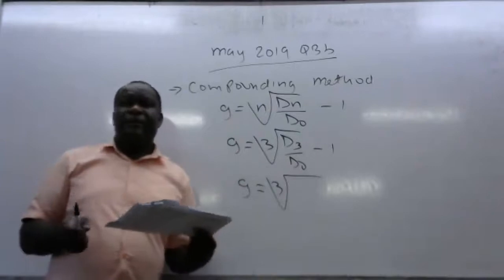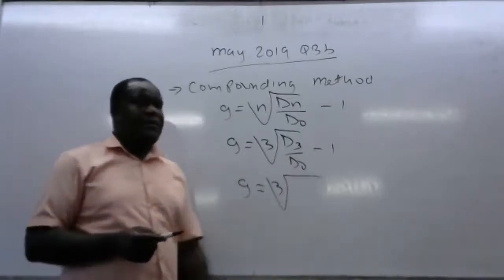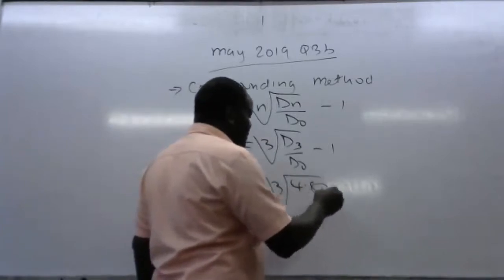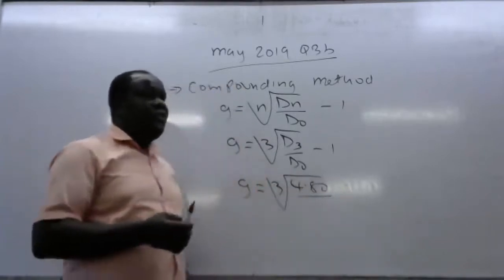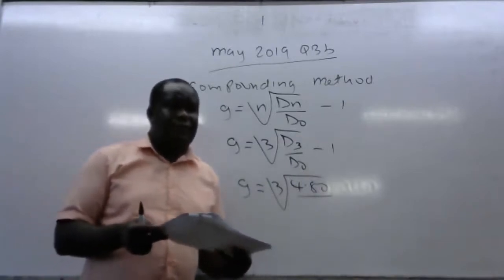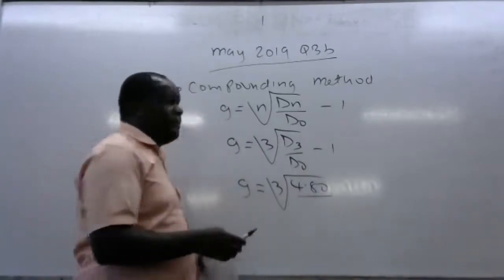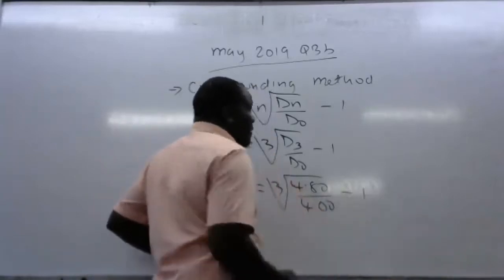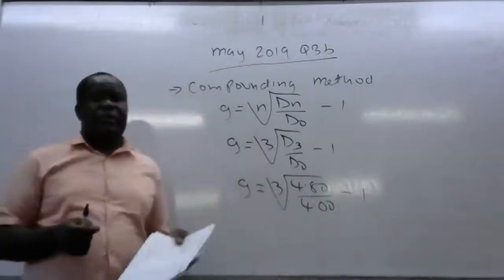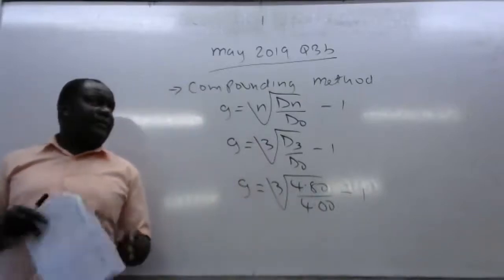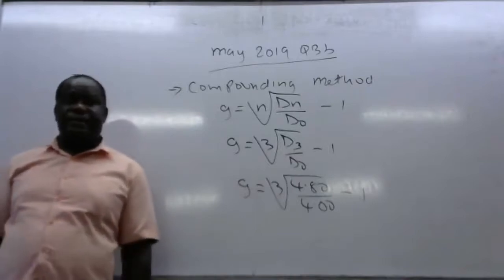Given that information, D3 is the dividend per share in the year 2018. They have given you 4.8. So you take 4.80 divided by D0. D0 is the dividend per share in the year 2015. They have given us 4.0. Then we minus 1 in that order. So compute that G and express it as a percentage.